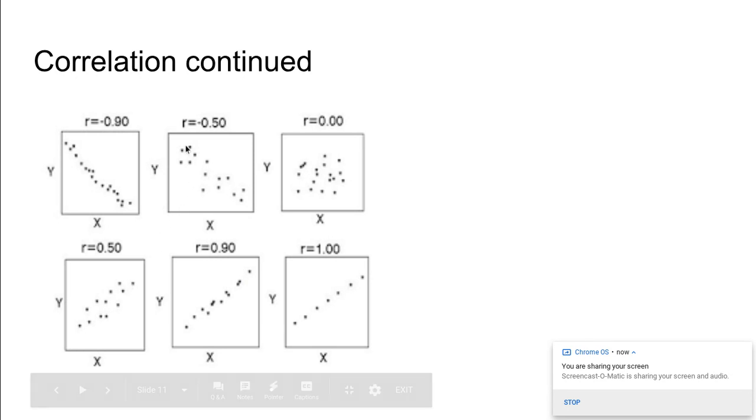Negative 0.5, now it's close to roughly a straight line. You could fit a straight line. It's not exact, but it's got a negative slope. And then negative 0.9, it's much closer to a straight line with a negative slope than 0.5, but it's still not perfect.